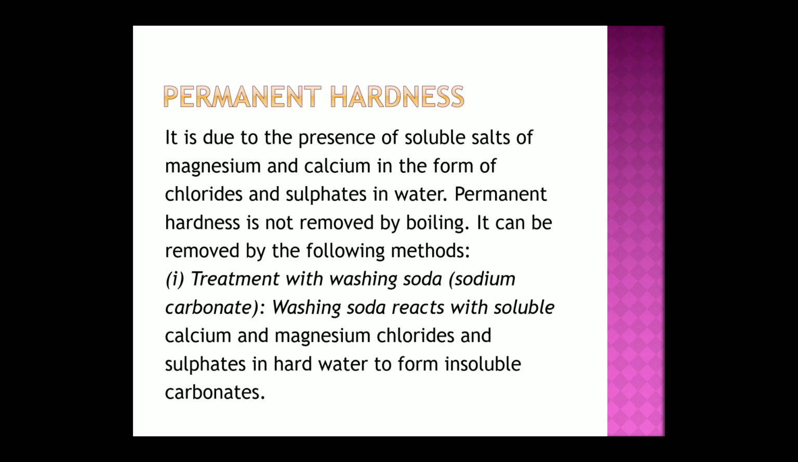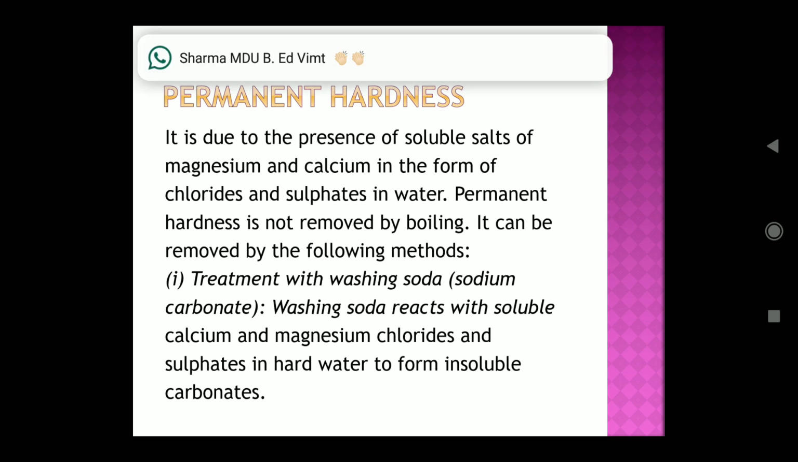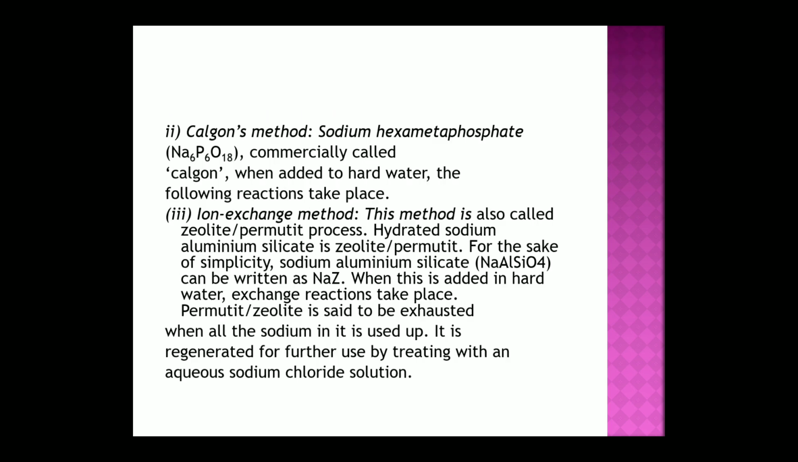So basically, washing soda reacts with soluble calcium and magnesium chlorides and sulfates in hot water to form the insoluble carbonates. Next one is Calgon's method. Sodium hexametaphosphate is commercially known as Calgon. When it is added to hard water, it results in the conversion of hard water into soft water.